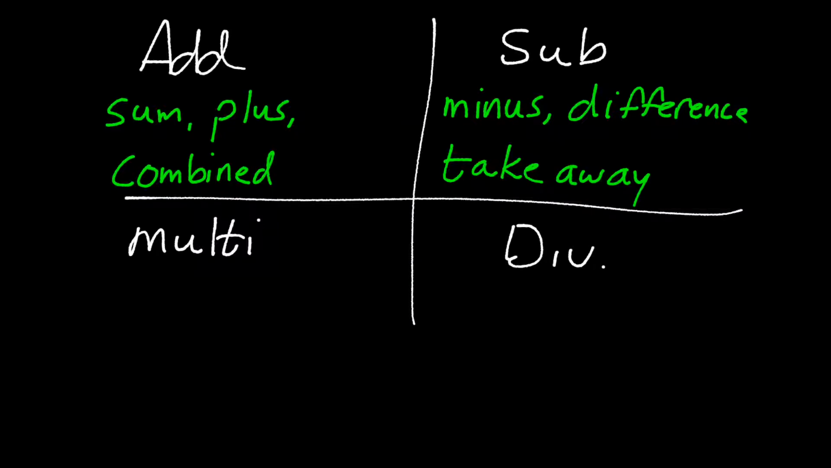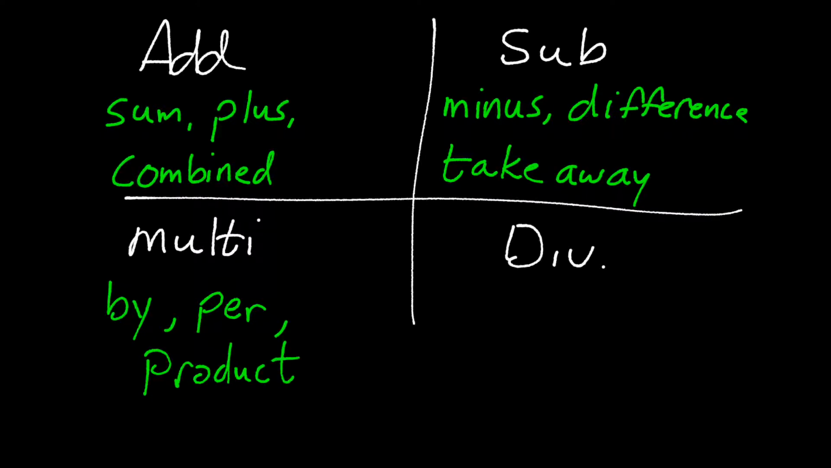If you see something that talks about someone being younger and trying to figure out their age, that might involve subtraction as well. For multiplication, you could see the word by. That implies multiplication sometimes. Same with the word per and product. Product being the answer to a multiplication problem.